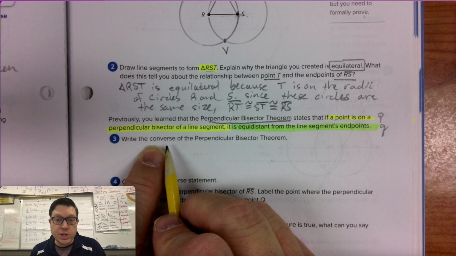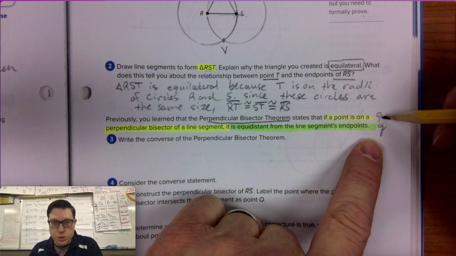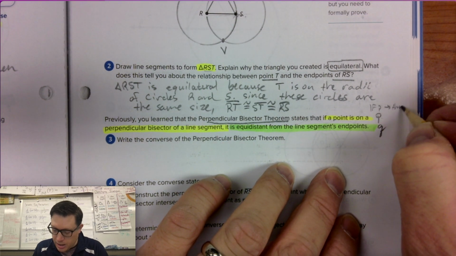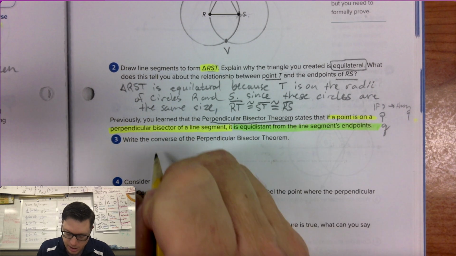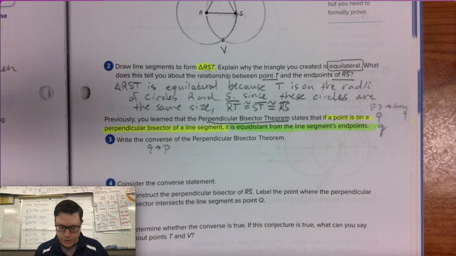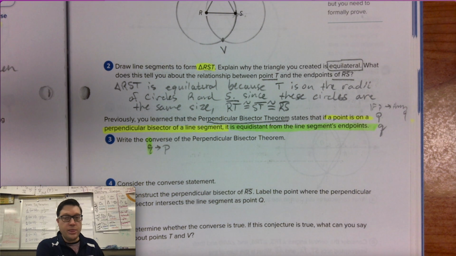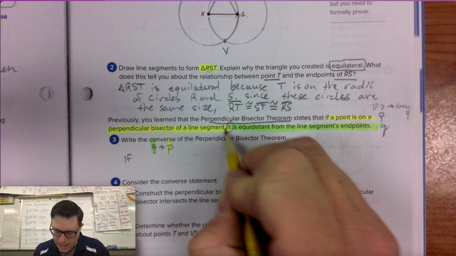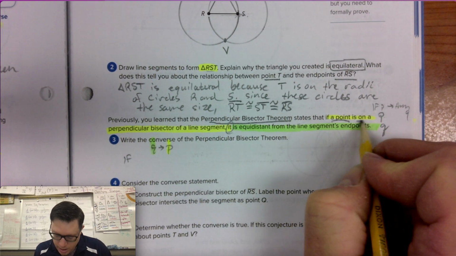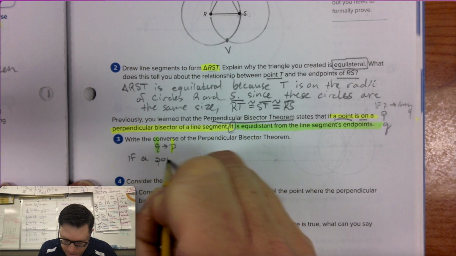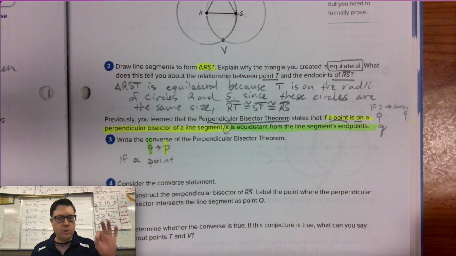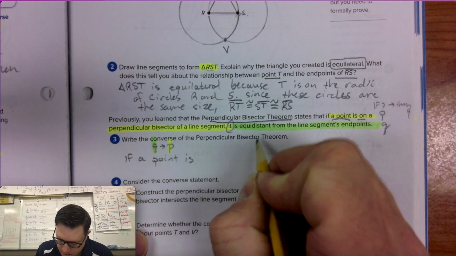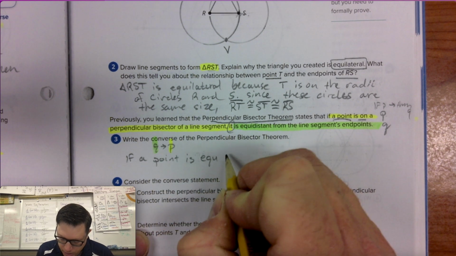Hypothesis, conclusion. To write the converse of the perpendicular bisector theorem, you switch the green and yellow. Instead of saying if P then Q, the converse is Q implies P. So we're going to say green, and then we're going to say yellow. If a point, you shouldn't lead off with a pronoun. You should say the noun first. So instead of saying it, we're going to say the point. If a point is equidistant from the line segment's endpoints.